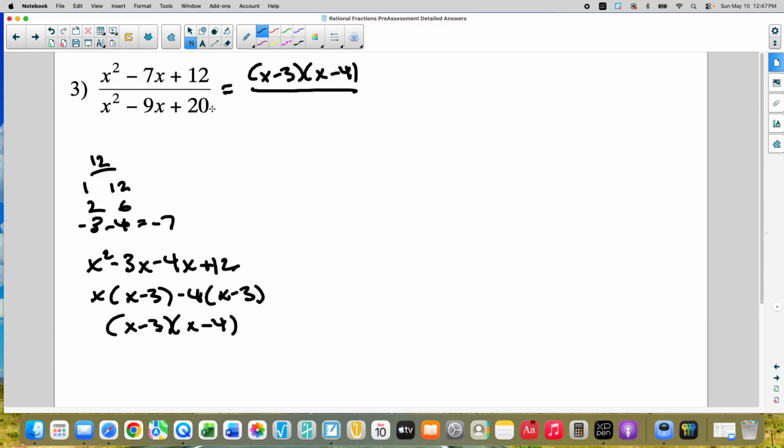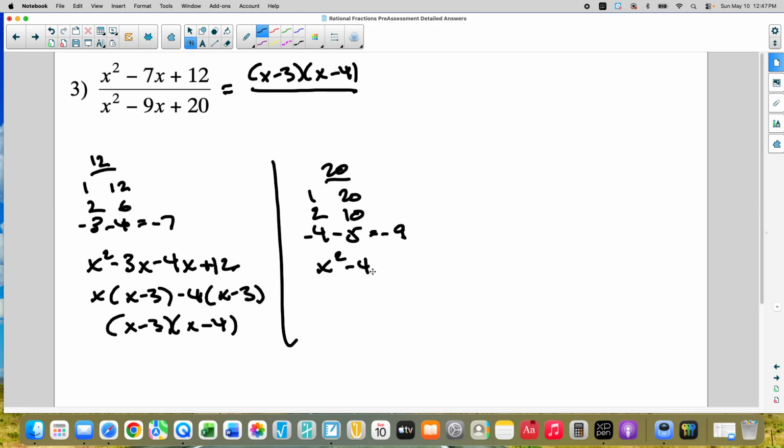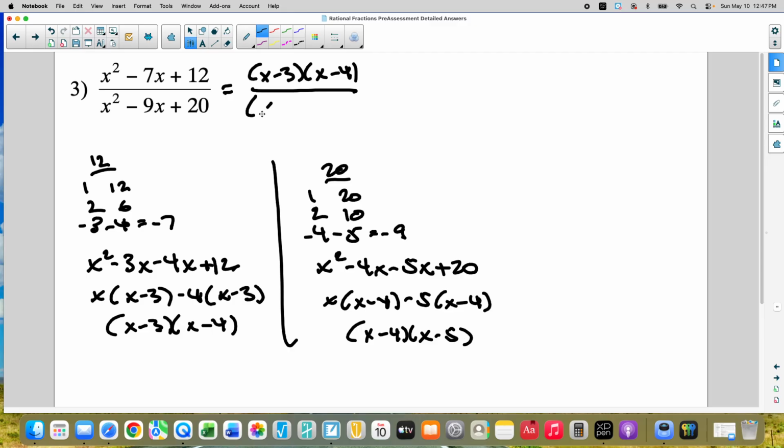We'll factor this. Factors of 20 are 1 and 20, 2 and 10, 4 and 5. Signs are the same. Both are negative to make 9, which are negative 4 and negative 5. So my trinomial becomes x squared minus 4x minus 5x plus 20. Factor out an x, you get x minus 4. Factor out a negative 5, you get x minus 4. X minus 4, x minus 5 in the denominator.